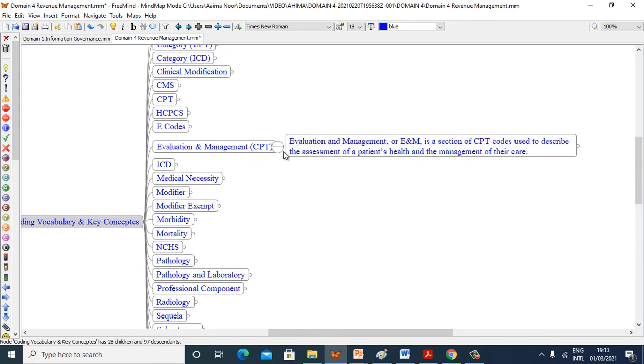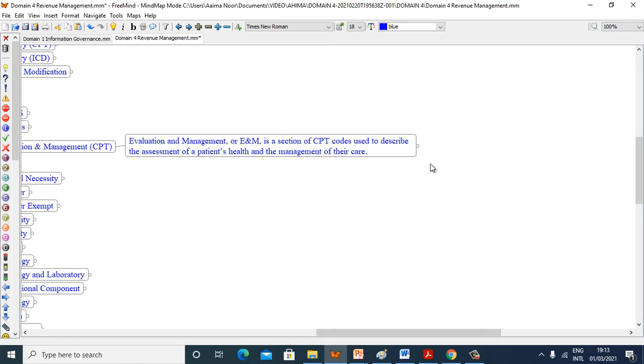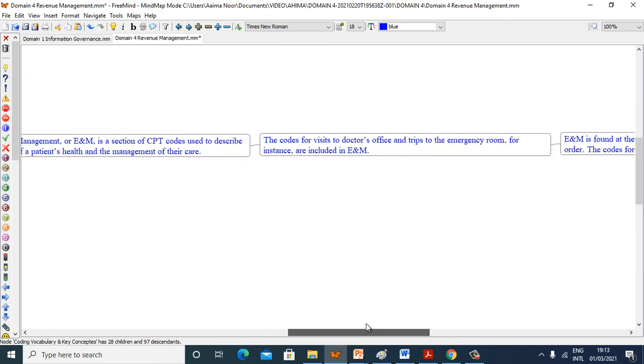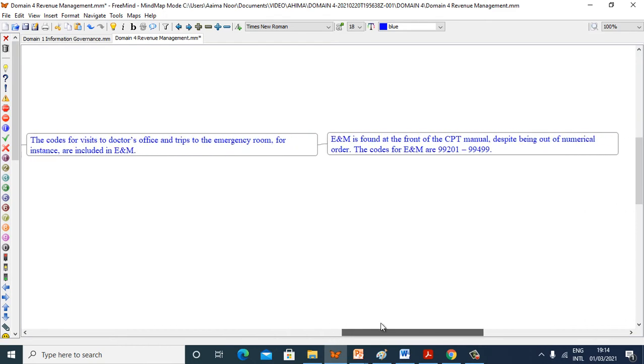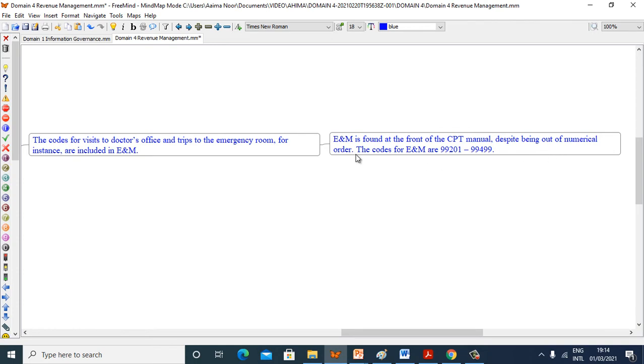Evaluation and management, CPT. Evaluation and management, or E&M, is a section of CPT codes used to describe the assessment of patients' health and the management of their care. These codes for visits to the doctor's office and trips to the emergency room, for instance, are included in E&M. E&M is found at the front of the CPT manual. Despite being out of numerical order, the codes for E&M are 99201 to 99499.